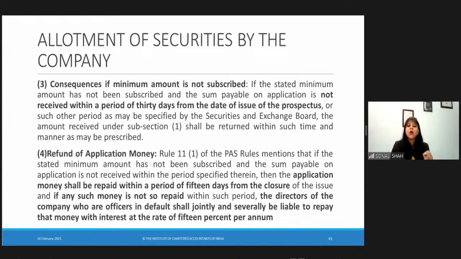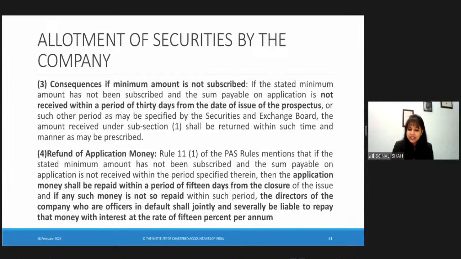If the minimum required amount is not received within a period of 30 days from the date of issue of prospectus or the period specified by SEBI, the company will have to return the amount in such time and manner as may be prescribed. Now, what has been prescribed? So, Rule 11 says that the amount has to be returned within 15 days from the closure of the issue. So this is given under Rule 11.